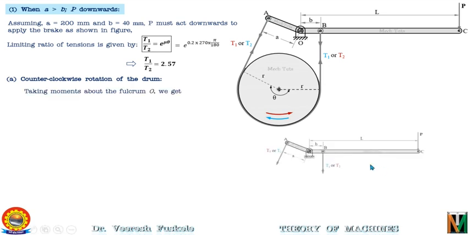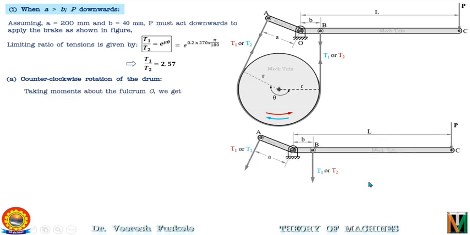For that, this is the free body diagram, which has force P and tensions T1 and T2. So the tension T1 rotates the lever in the anti-clockwise direction, so its moment will be positive, and the magnitude of the moment will be T1 into A, that is the perpendicular distance of the line of action of T1 from the fulcrum point. And the moment of force P will be in the clockwise direction, so it will be a negative moment, and the magnitude will be P into distance L, the distance of P from the fulcrum point.